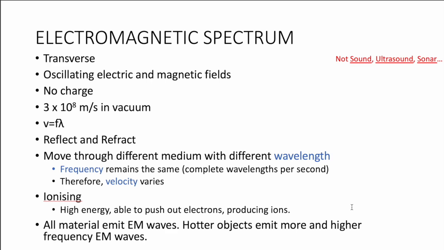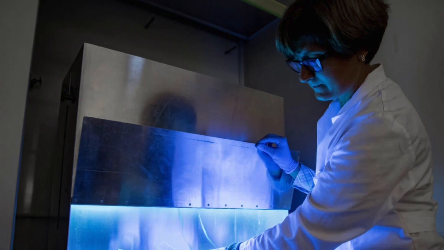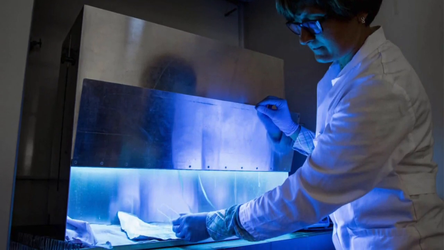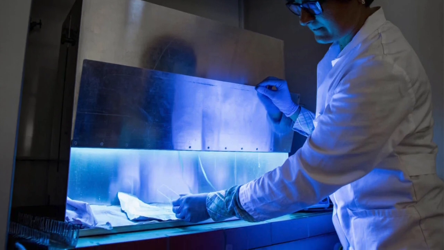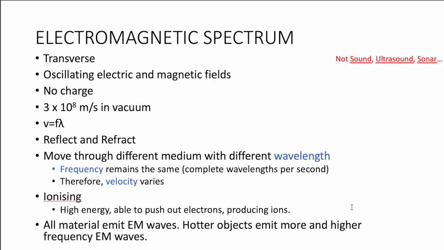So for example, you want to sterilize certain tools using ultraviolet light. It can ionize it, cause damage to the bacteria that is on the surface and make it sterile, in the end killing the bacteria. So this is how it works. And lastly, all materials do emit electromagnetic waves. Hotter materials emit higher frequency ones.